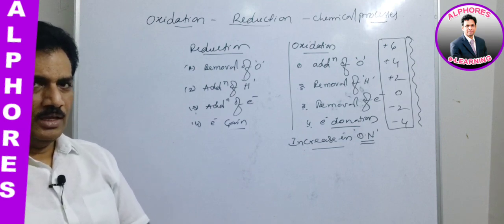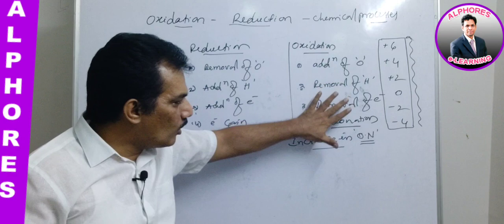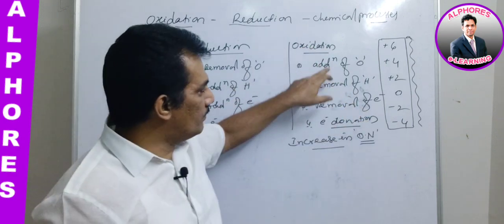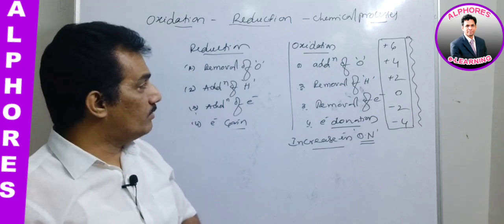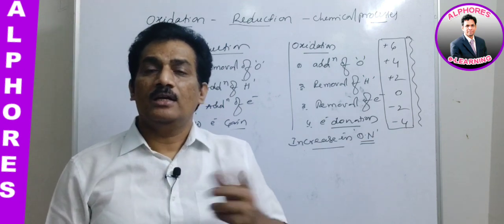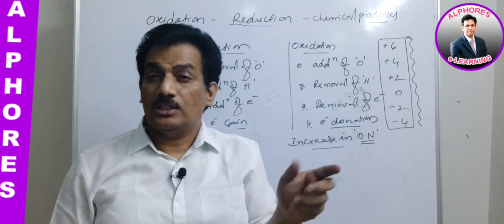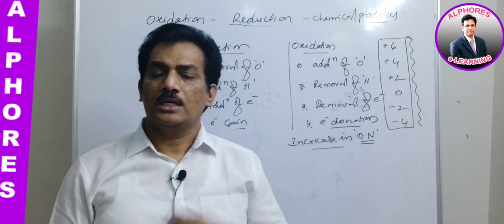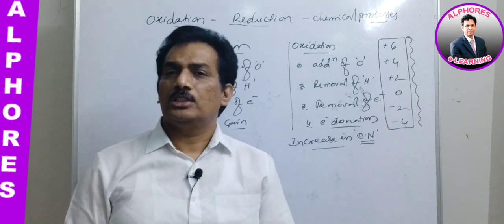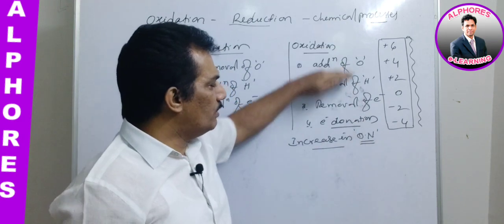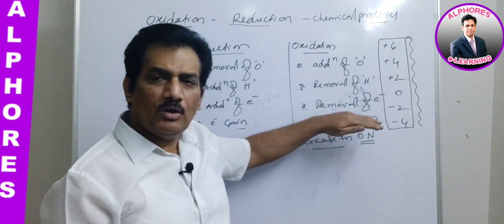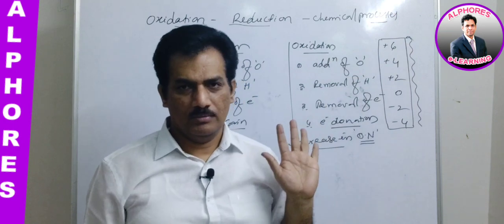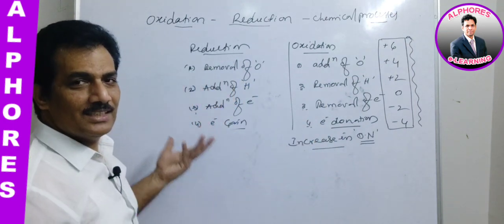Again I am repeating: without defining all these things separately, the ultimate result in all of them is this. When oxygen is added, the oxidation number of the atom or element will increase. When hydrogen is removed, the element's oxidation number will increase. When electrons are removed, the element's oxidation number will increase. That's why, instead of defining like this, in our competitive exam mode we define oxidation as an increase in oxidation number. I think now you know what reduction is.